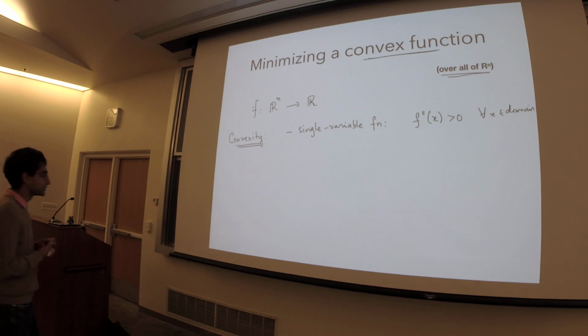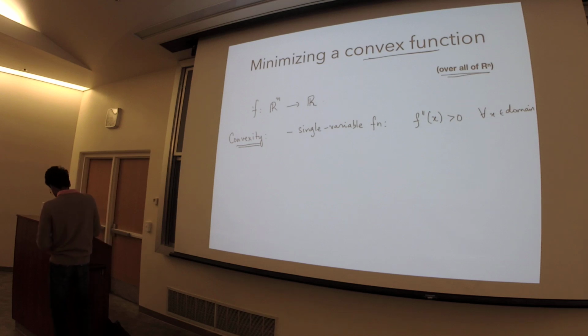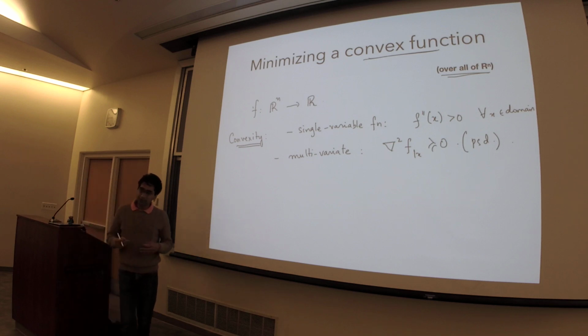Yeah, so right, the other thing is if it's multivariate, then you can define what is called the Hessian matrix at some point x. You have to show that this matrix is what is called positive semi-definite. So that is one way of saying this.